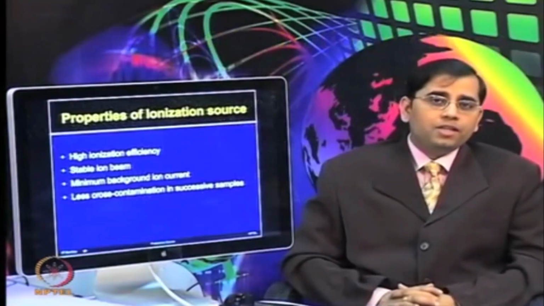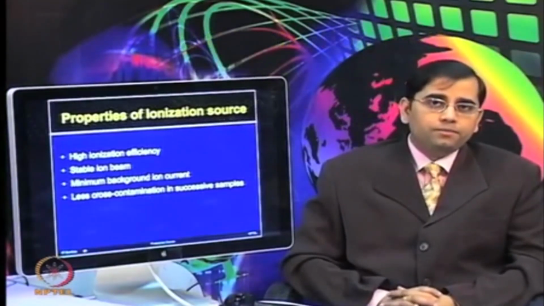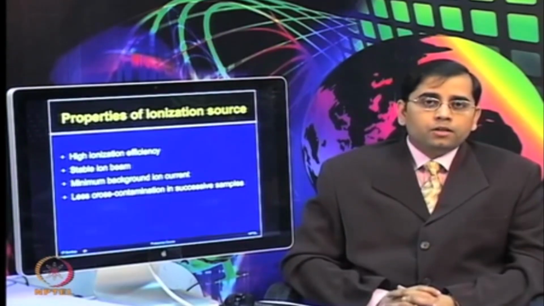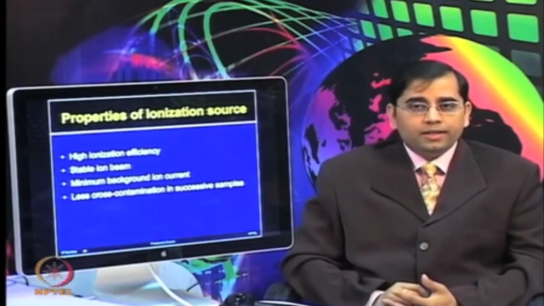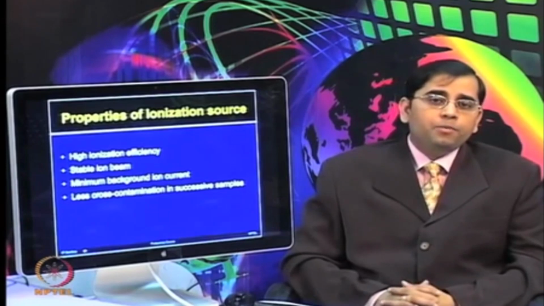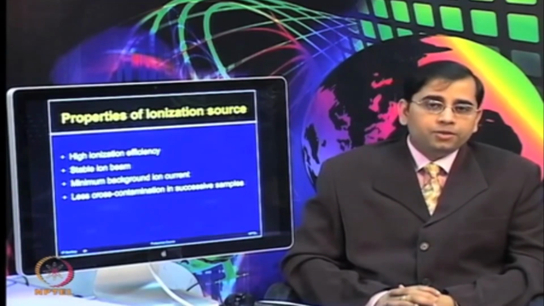What are the different properties of an ionization source? The main function of an ion source is to convert sample molecules or atoms into gas phase ion species.